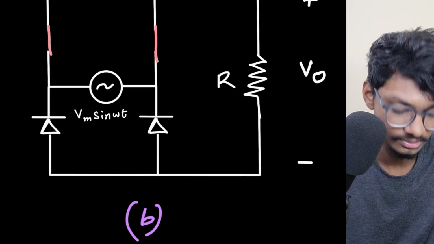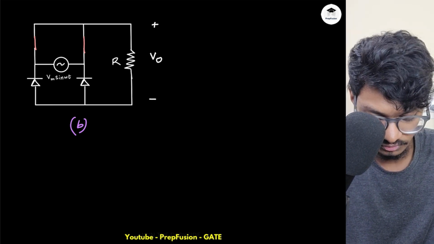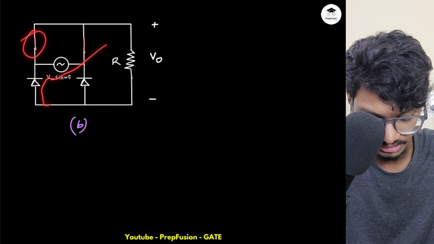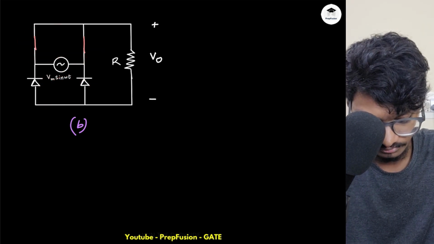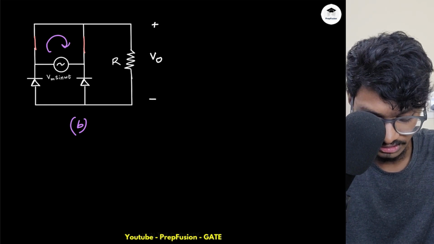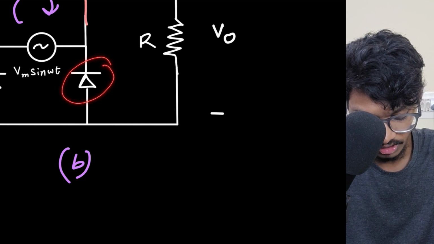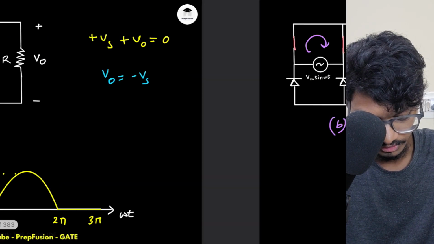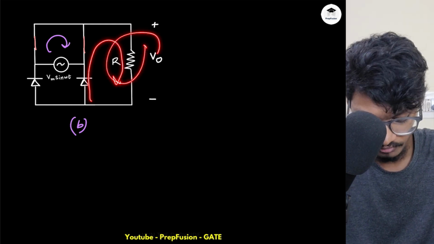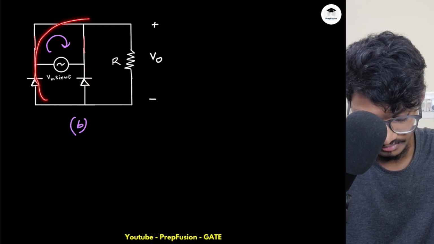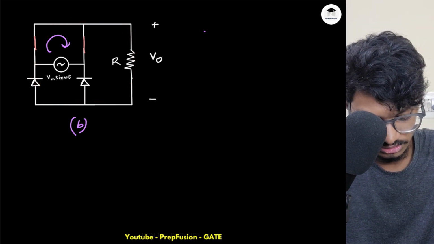Because for the previous case, the supply isn't always short circuited; for the negative half cycle there is no path for this current, this diode will be off. But here, what is happening? Supply is always short circuited. So even if you turn this diode on, what will happen? If you turn this diode on and apply a KVL loop through here, again VO is 0. So obviously VO is 0.